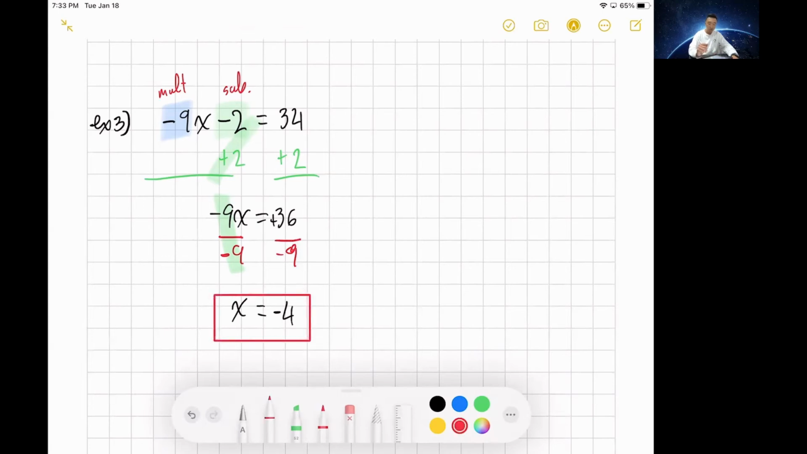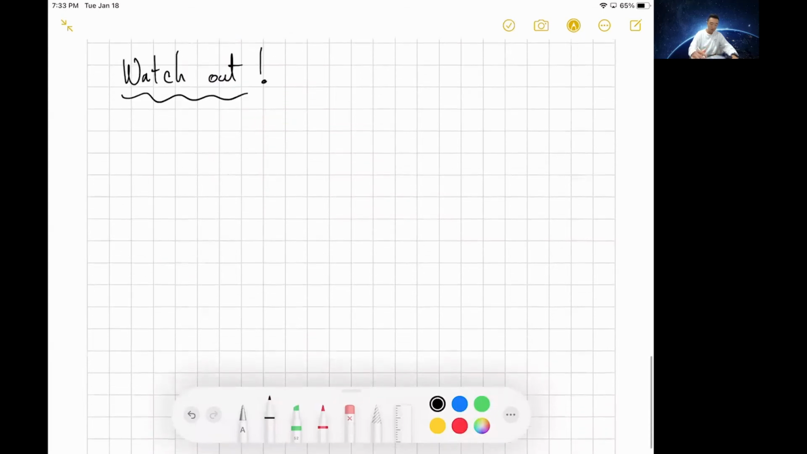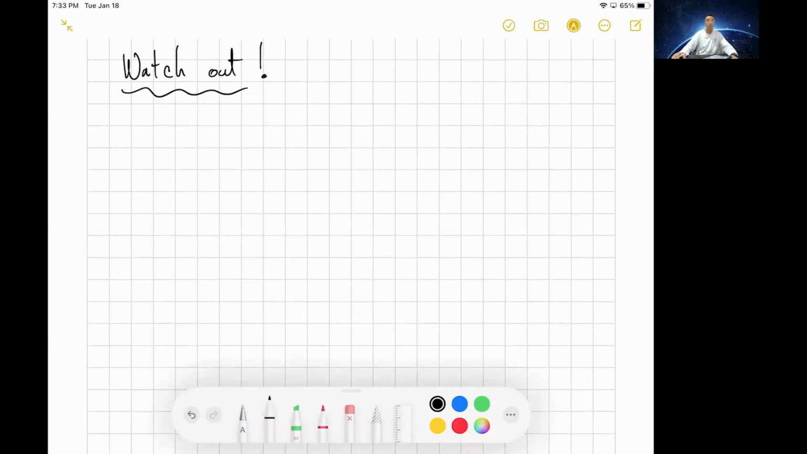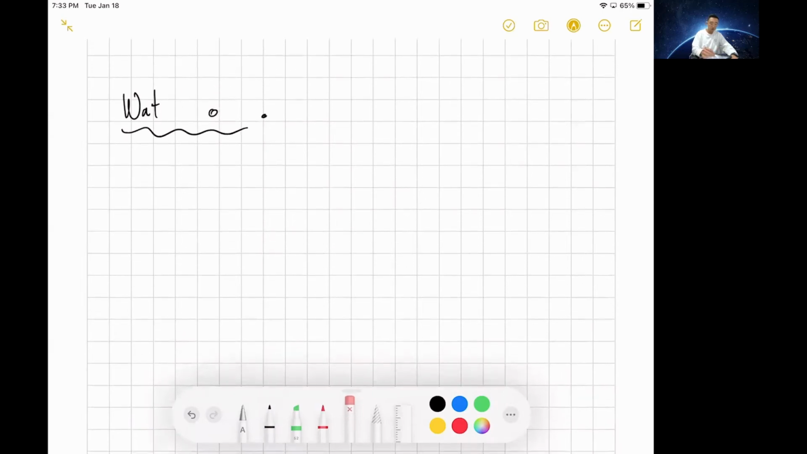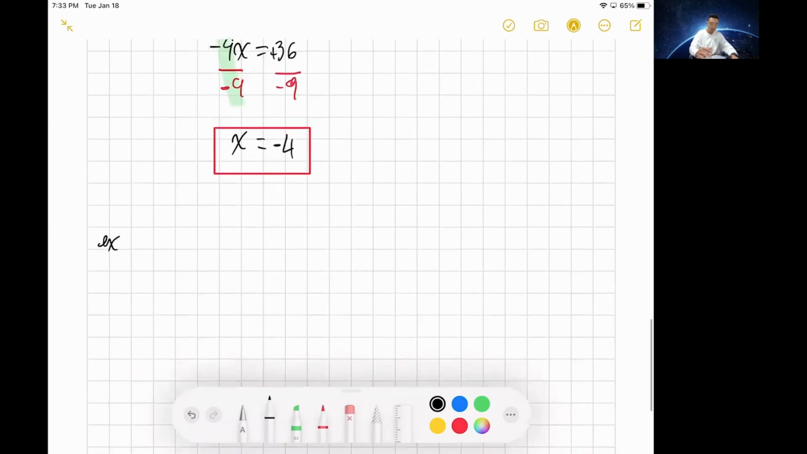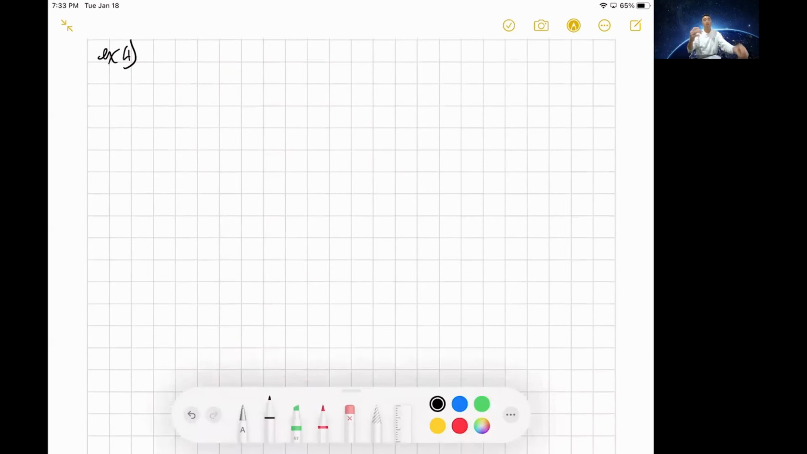Okay. Now, one problem that you have to watch out for that's in your assignments. Watch out. Be very careful with this problem. Or how about this actually? Before I show you this problem, let's give you another one that you can try. Example number 4. And again, pause it and try it.